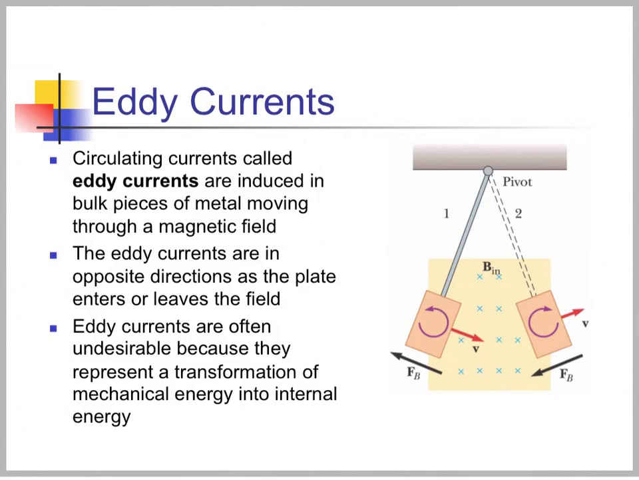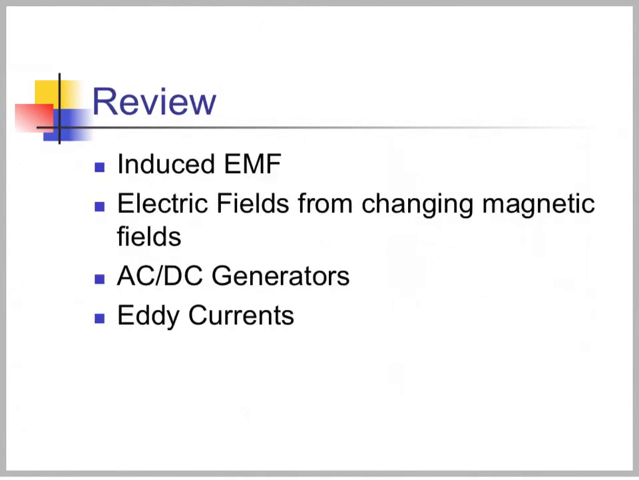So to review what we talked about with induced EMFs, we said that we get an electric field whenever we have a changing magnetic field. There does not have to be a metal present to cause that electric field. We talked about AC and DC generators and how they work, and the similarities and differences between them, and how a motor is a generator acting in reverse, and finally we ended up talking about eddy currents.